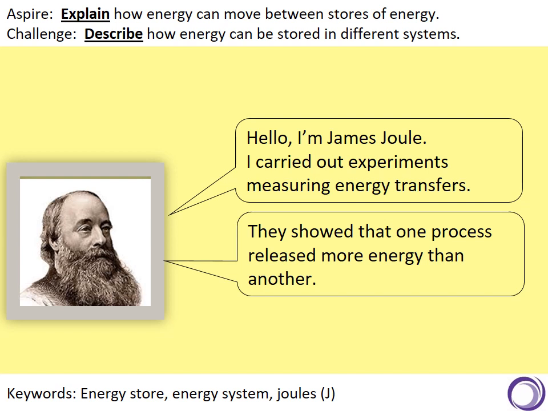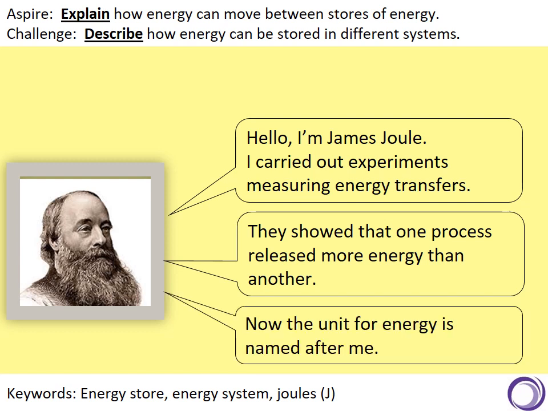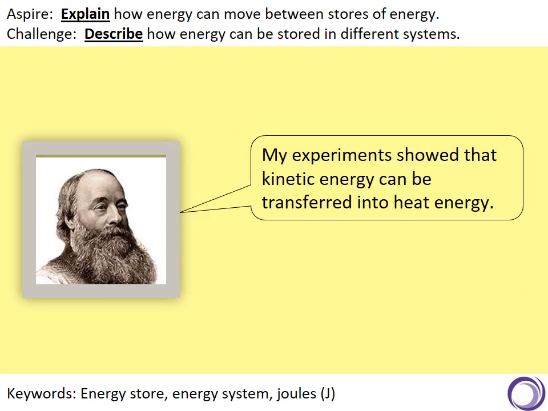So what he showed was that energy is actually transferred from one type to another, and it's not separate things. So that's why we call the joule the unit of energy. So he used kinetic energy and then finally transferred that into heat. His experiment actually was tricky and took him quite a long time.